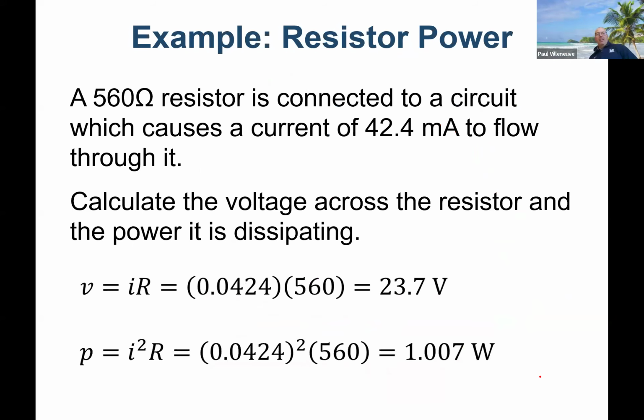So here's a simple example. A 560 ohm resistor is connected to a circuit. Once that 560 ohm resistor is connected, you get 42.4 milliamps to flow through it. We want to calculate the voltage across that resistor and then the power that that resistor dissipates, or consumes, depending on your perspective. So Ohm's law tells us V equals I times R. We get just under 24 volts. And again, since we know the current, we'll just use I squared R here. So I squared, 42.4 milliamps squared times 560, is just slightly over a watt.